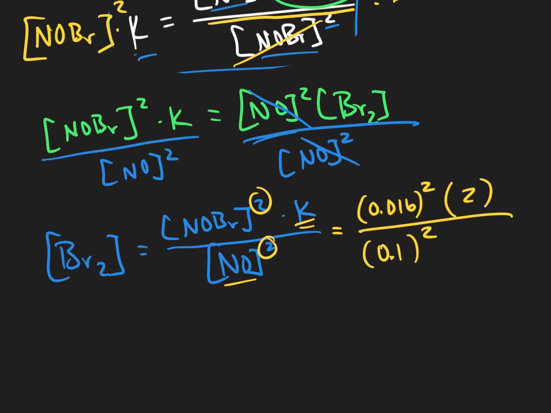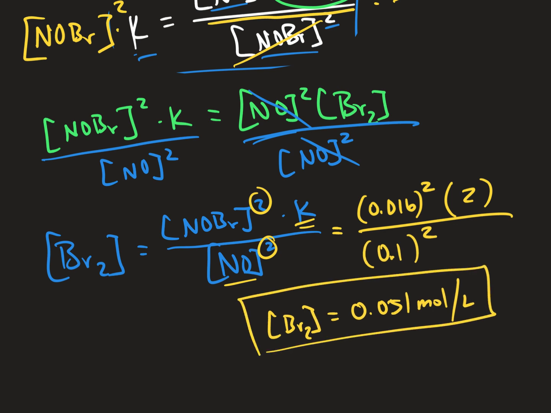Then we follow order of operations to find our answer, and we get the concentration of Br2 is equal to 0.051. This time, since it's a concentration, we must include the units. But it's going to be whatever concentration unit we started with, right? Does that make sense? So again, we don't have to write the units while we do the math, but just know we're looking for concentration, and we've got to know what unit it is.